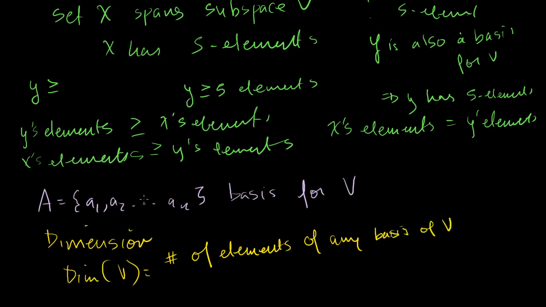And I went through great pains in this video to show that any basis of V all has the same number of elements, so this is well defined. You can't have one basis that has 5 elements and one that has 6. By definition, they would either both have to have 5 or they would both have to have 6. And so we can define our dimensionality.